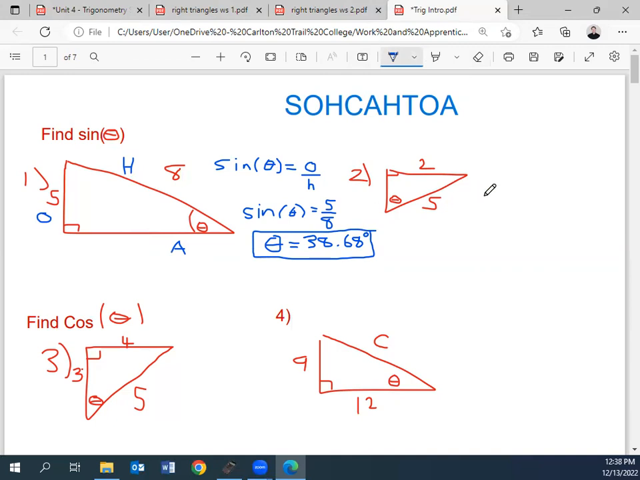So try question 2 out for yourselves. I'm going to give you 1 minute. Try out question 2. You set it up the same way. You're still trying to find the sine of it. The first thing you've got to do is label each side. Figure out what's what.